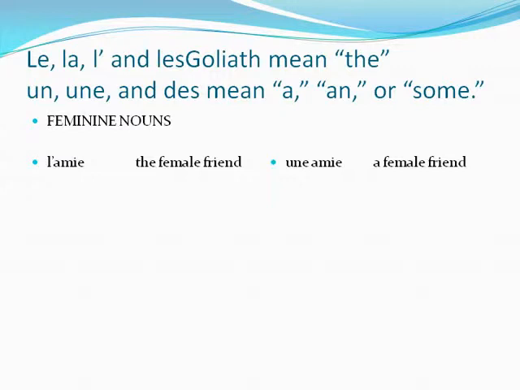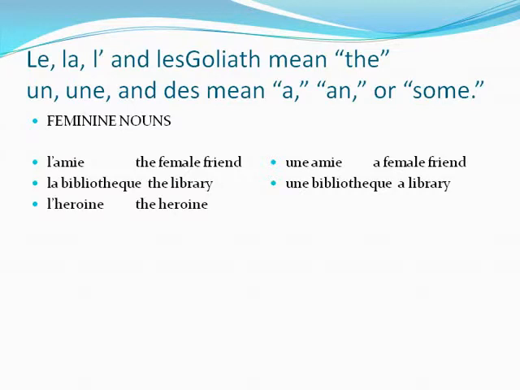Now, if you noticed, un sounds more plain, but une is une. It's kind of like you put your tongue near une. Okay, it's almost nasally in a way when you say a in the feminine way. Une amie. La bibliothèque, the library, is now une bibliothèque, a library. L'héroïne, the heroine, becomes une héroïne, a heroine.